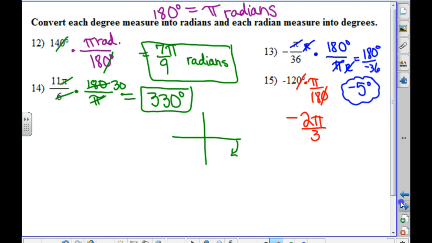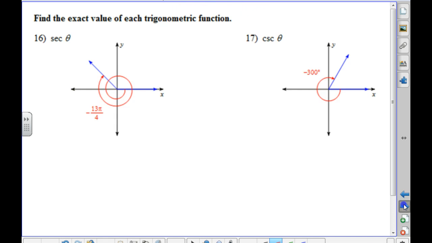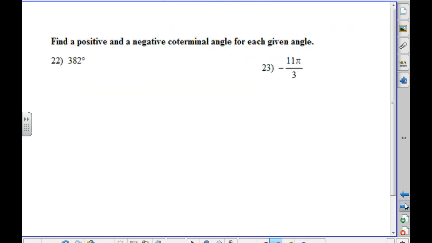Any questions on those? Can we skip down and do the last two on this side real quick? Because this has to do with degrees and radians as well.